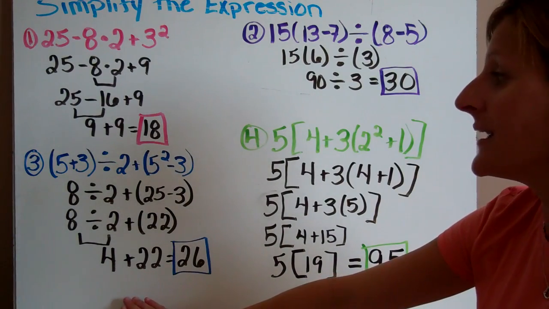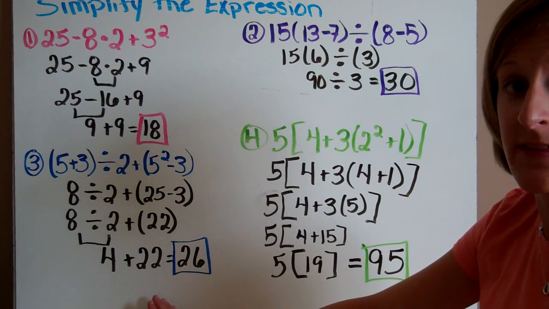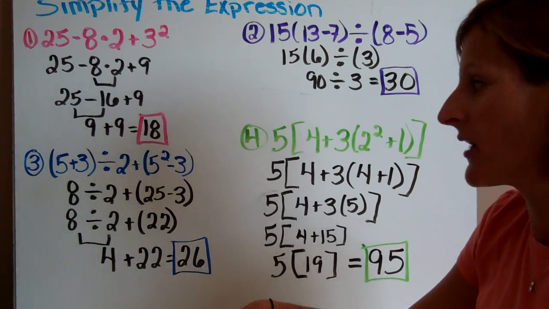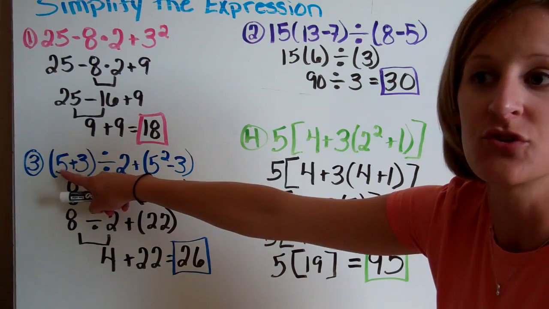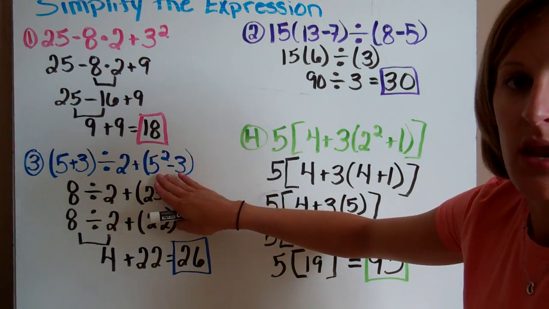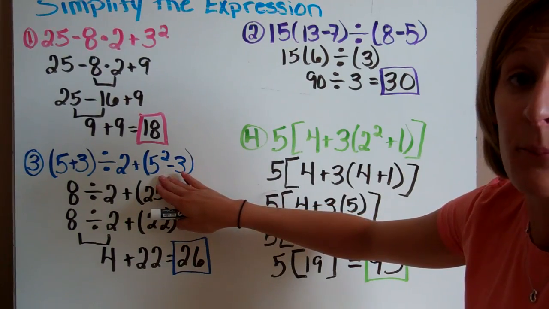In this third one, again, I have 2 sets of parentheses. Now, they're not within each other, so I can do one set and then do the other. This first one, I'm going to do 5 plus 3, and that gives me 8. This second one, I have more than one operation in it.